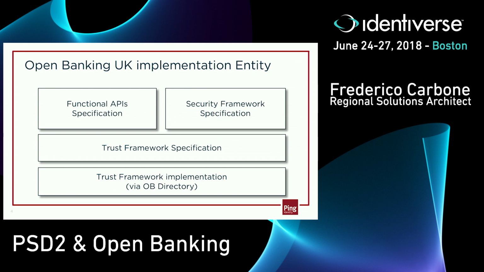So there needs to be a trust framework, and open banking defined that trust framework and actually implemented the framework via a directory. So they have deployed a directory, and the directory essentially is responsible for storing and exposing all the data of the TPPs and the banks, and it's responsible for distributing and providing certificates and keys to all the parties that take part in the transactions.